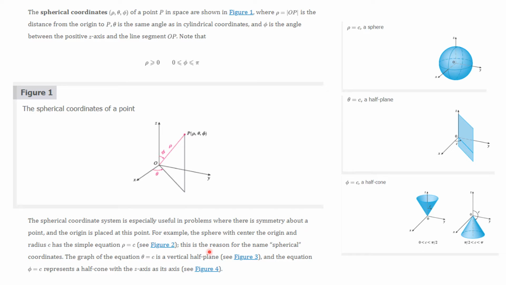For example, the sphere with center the origin and radius c has a simple equation, rho equals c, and we can see that here. So if you get rho equals c, this radius is a constant for all points, so that means you have a sphere. The graph of theta equal a constant says this angle is always constant. That's going to be a half plane.